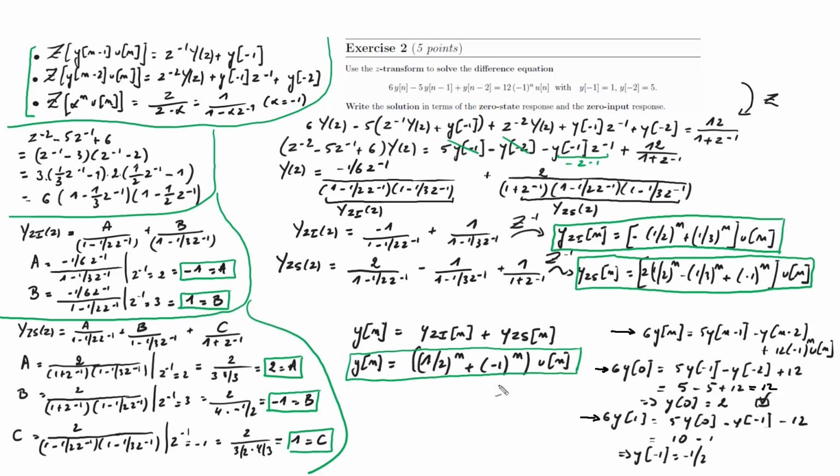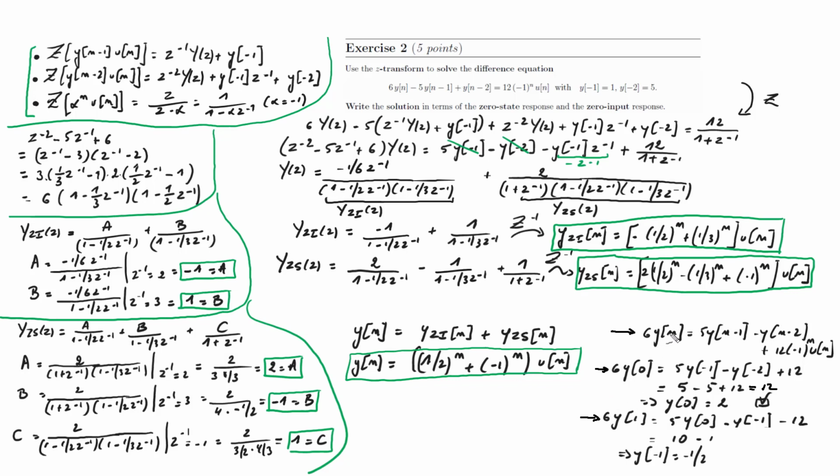You now can check and inject n is equal to 0 in the equation, and you can see indeed that this will be correct, right? Because if you have n is equal to 0 and n is equal to 0 here, the first term will yield 1 and the second term will yield 1 as well.